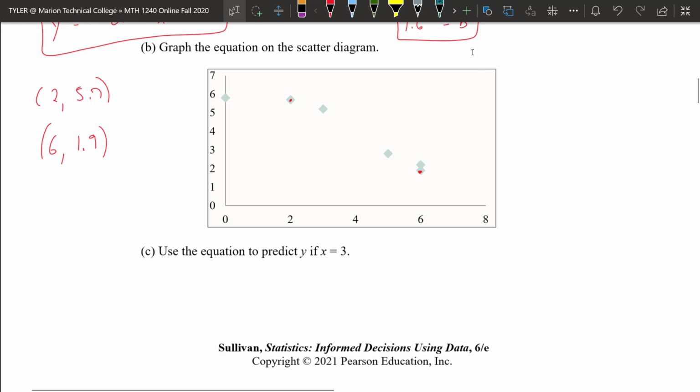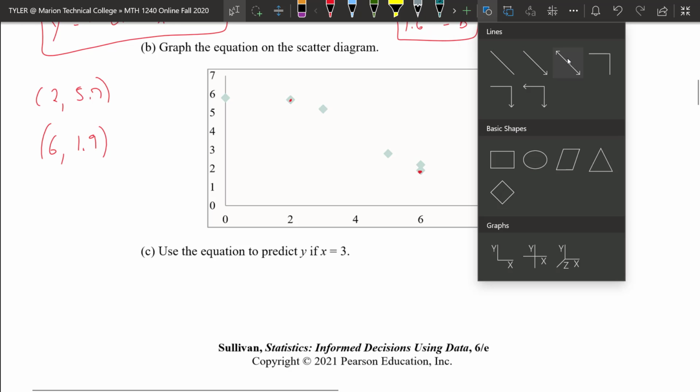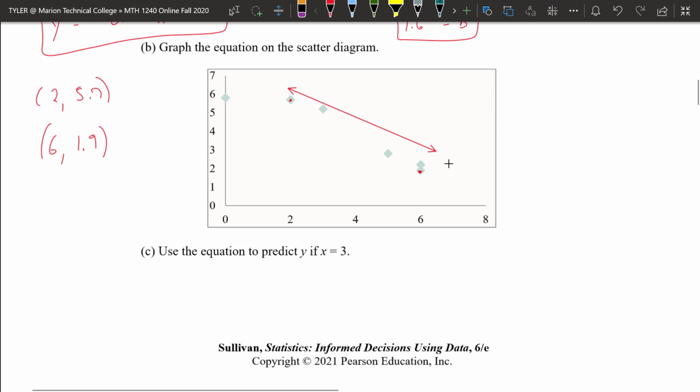So I'm just going to insert a line. You could draw this by hand using a straight edge, and you should get something that looks like that, roughly. So there's that equation plotted on the scatter diagram with our data points.